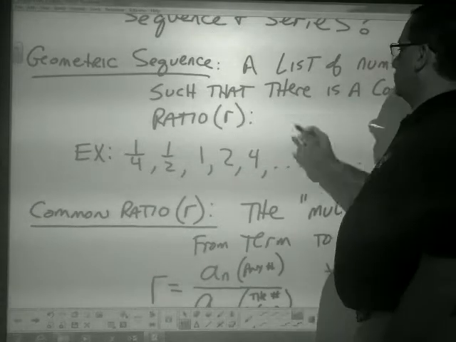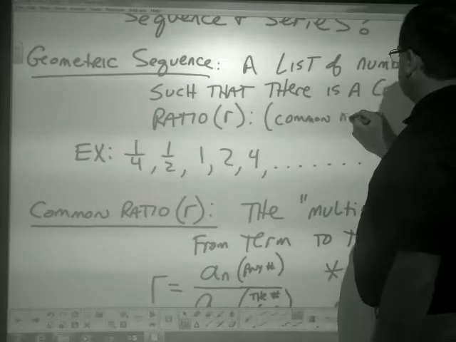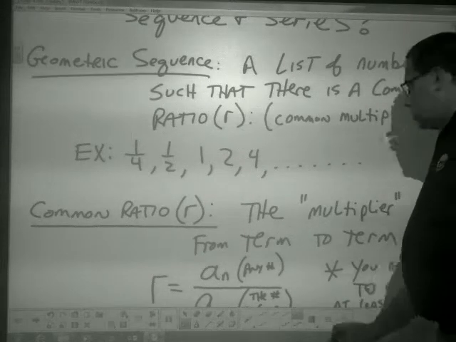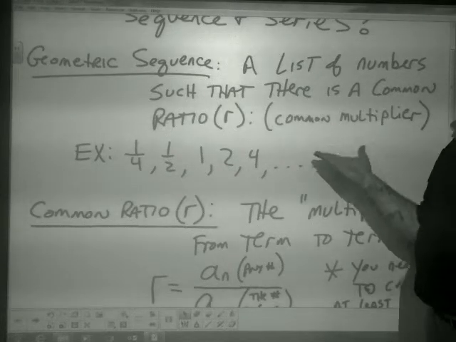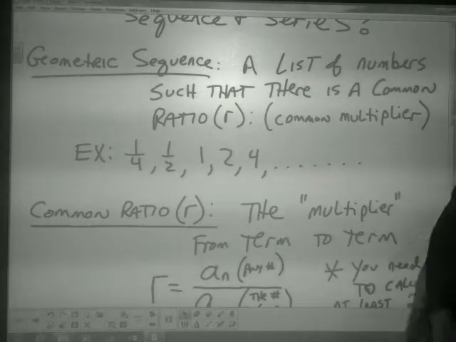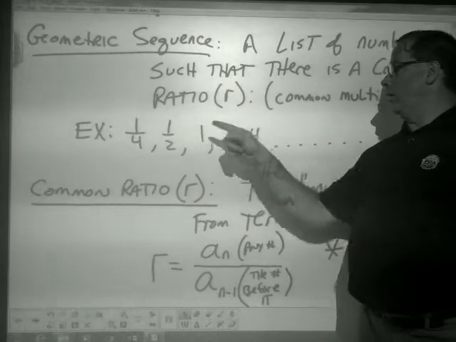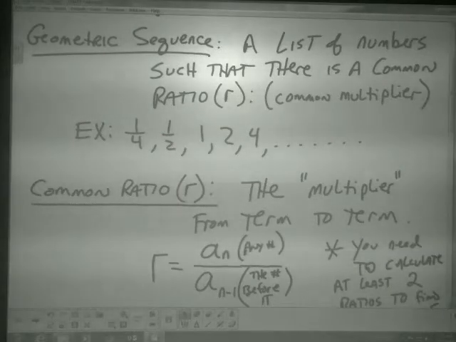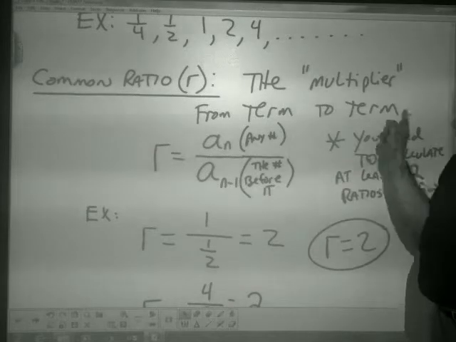A common ratio is like a common multiplier. It's a common multiplier, okay? The multiplier could be a number greater than 1 or smaller than 1, but it's something that you're going to multiply by every time. So for example, here's 1 fourth, 1 half, 1, 2, 4. Common ratio, let's find it. It is the multiplier that we have from term to term.